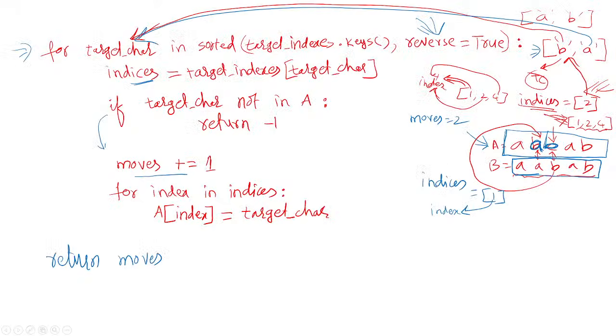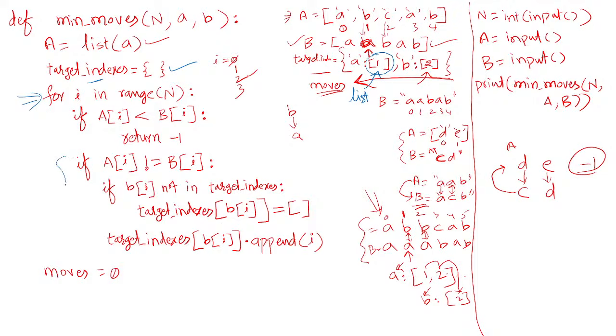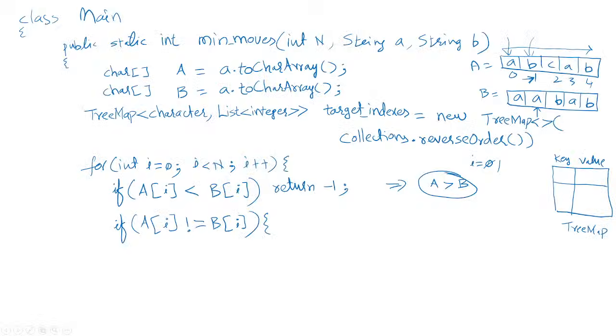So the same code, this code we are trying to write here. Now let us convert this into Java code. If this is true, what we need to do? We need to check whether it is already present, that means whether the character in B is already present as a key in the tree map or not. If it is not there, we create a new key with this character and store an empty list in that. Afterwards we add this index I into that.